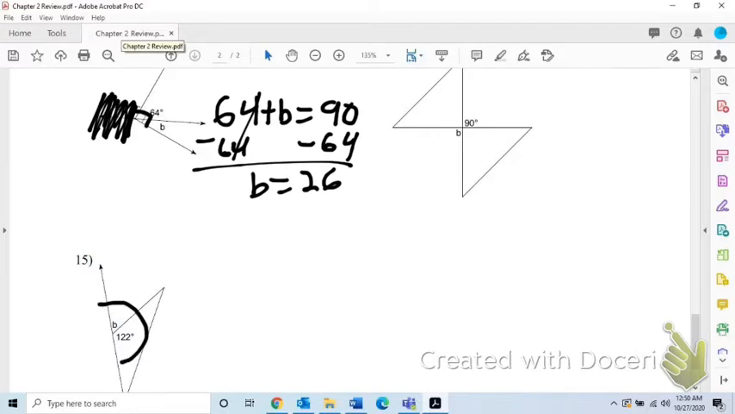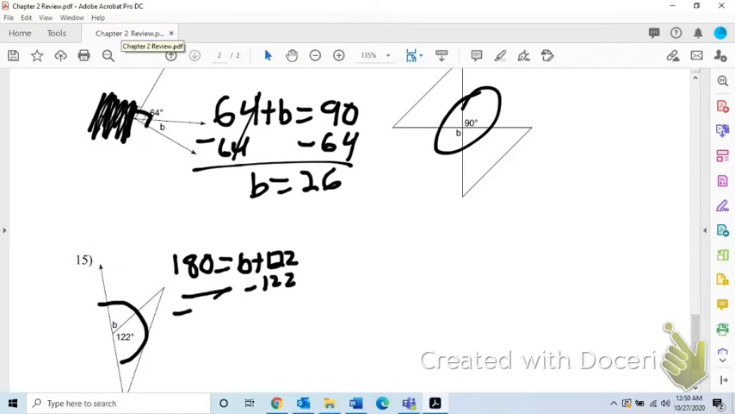And so the next one, clearly we've got that B equals 90 right there. And then here, it's another linear pair, so they add up to 180 degrees. And we get B plus 122 equals 180. Subtract 122 from both sides. And we get 58 equals B.